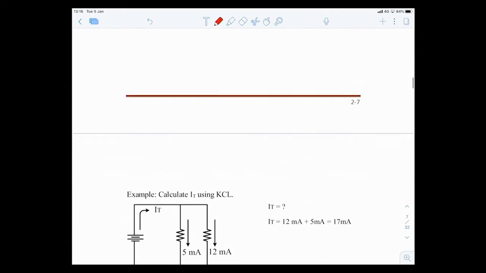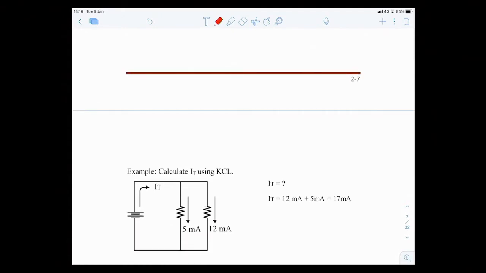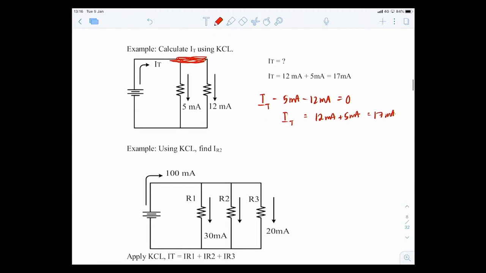For this example, what's I total? If you think of this as a node, there's a node right here. So I total entering this node, positive, minus 5 milliamps because 5 milliamps are leaving the node, and minus 12 milliamps also because leaving the node, equal to 0. So I total equals 12 milliamps plus 5 milliamps, equal to 17 milliamps.